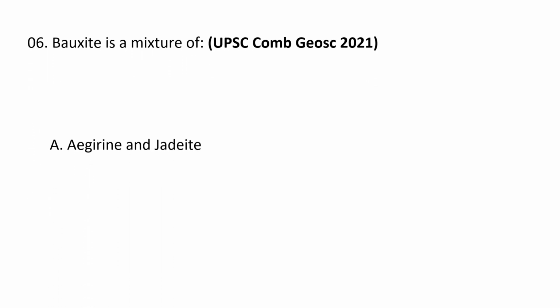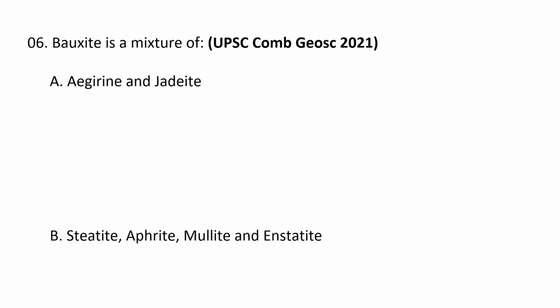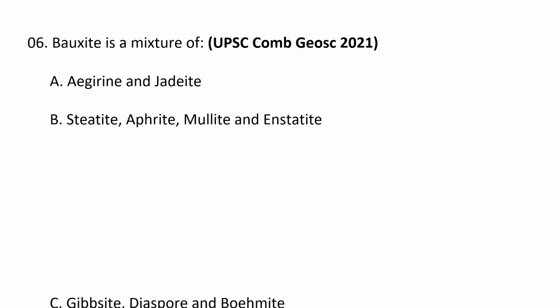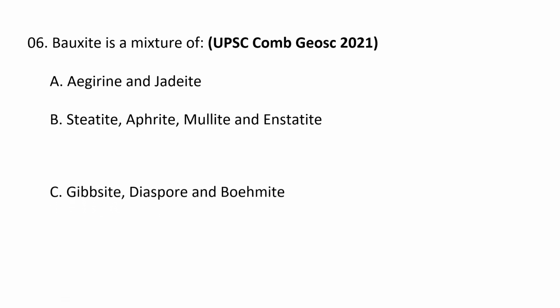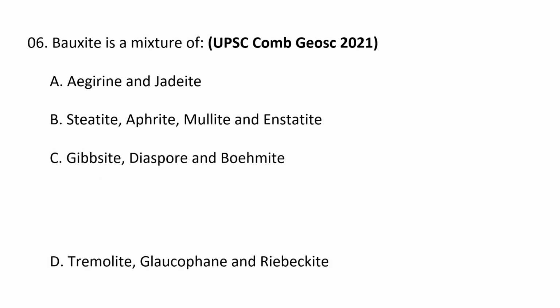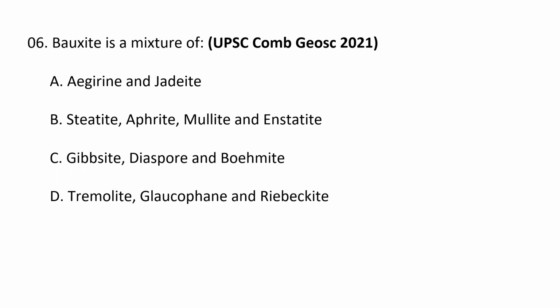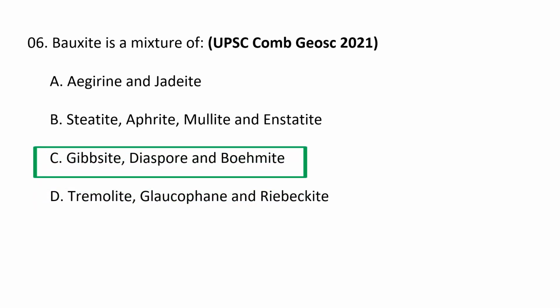Next question. Bauxite is a mixture of: A, aegirine and jadeite; B, steatite, ephrite, mullite and enstatite; C, gibbsite, diaspore and boehmite; and D, tremolite, glaucophane and riebeckite. So bauxite is a mixture of C, that is gibbsite, diaspore and boehmite. It is a mixture of various aluminum oxides, hydroxides and silicates, iron oxide and titanium oxide.